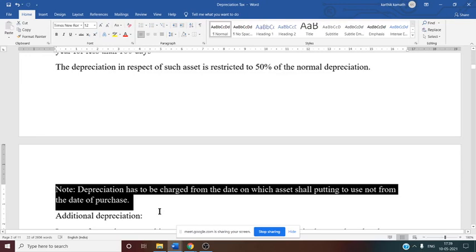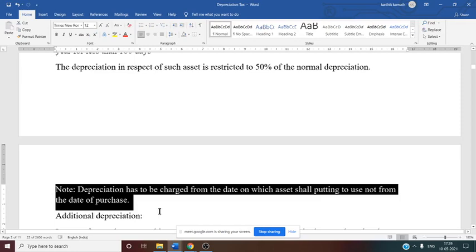Now, after this one, the next thing that comes is additional depreciation. First is normal depreciation, then additional depreciation. Normal depreciation means for one particular year we are giving the depreciation. In normal depreciation, if it is less than 180 days, again we can give depreciation reduced by 50%. Then additional depreciation.